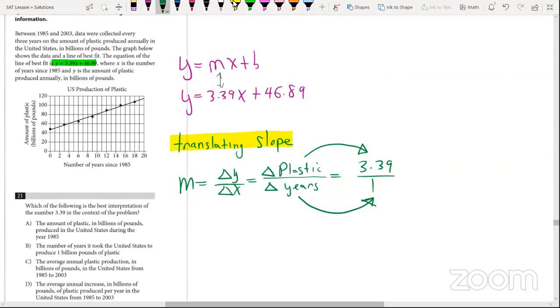So which answer says that? Basically looking through the answer choices, we're looking for the one that matches the idea of the change in plastic per year. And the one that has a word that speaks to change is choice D, which says the average annual increase in plastic per year. So the change in plastic per change in year, they're calling it the increase in plastic per year. So the answer to number 21 is going to be D.